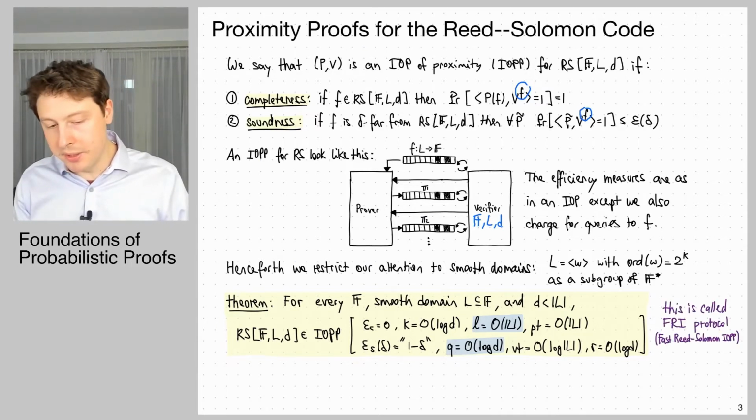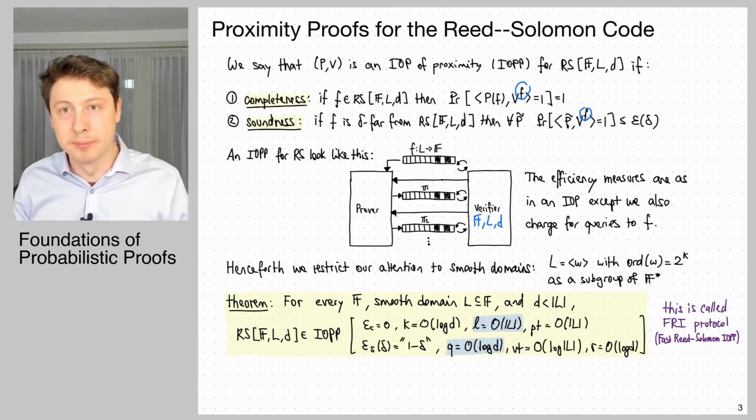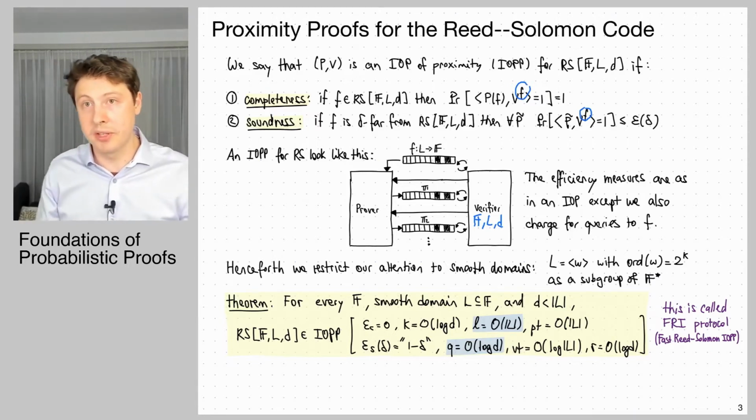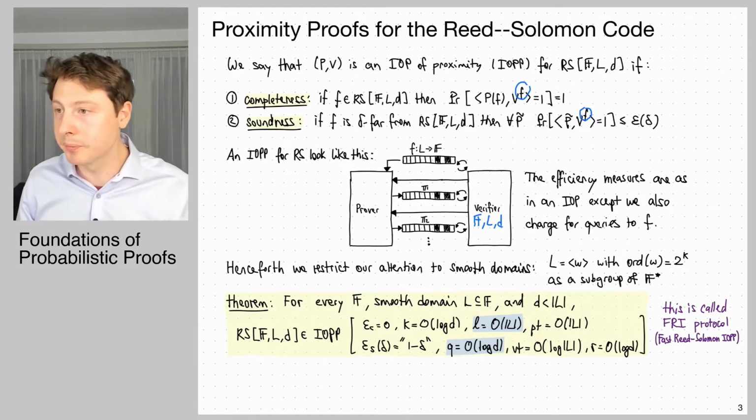The protocol behind this theorem has a name. It's called FRI, which stands for Fast Reed-Solomon IOPP. At various points I will be referring to the FRI protocol.